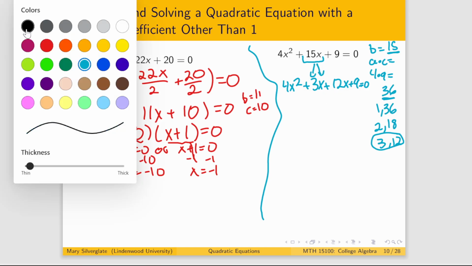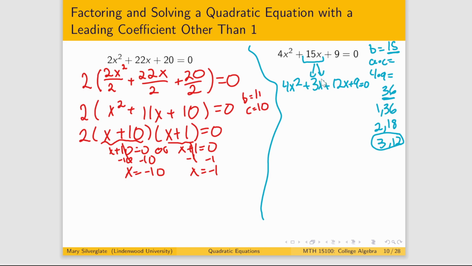I'm going to change color here for clarity. Now, you might ask yourself, what if I wrote 12x and then 3x? The beauty of mathematics is it actually doesn't matter which order you wrote it in. Just split the middle term into those 2 terms. I haven't changed the value of the problem. 3x plus 12x does give me 15x. I've just rewritten it. Now this is where the grouping comes in.